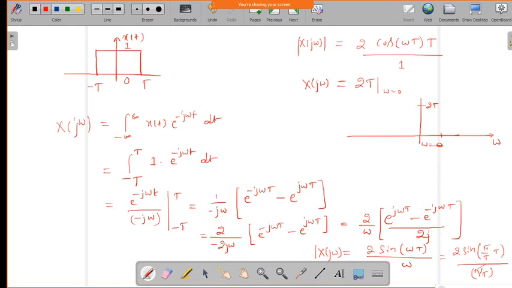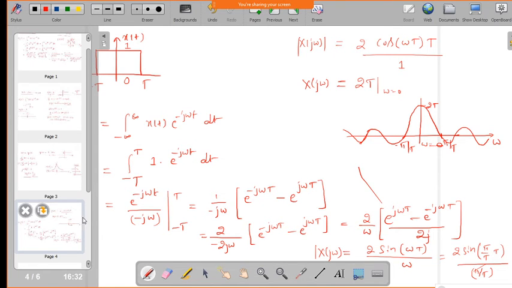So you will get a signal which varies like this. At omega equal to pi by t you will get 0, and similarly at minus pi by t also you will get the value 0. Other values will go on varying, and at every interval of the multiples of pi you will get the value 0. So this is the spectrum of the Fourier transform of this rectangular pulse. So this is a Fourier transform.